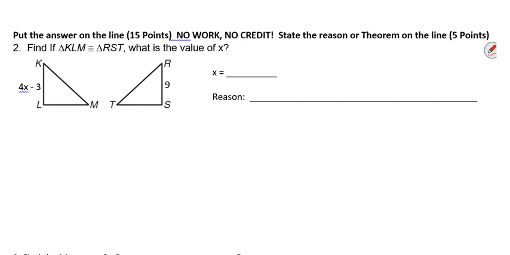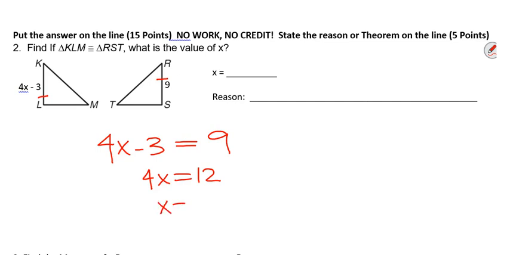So if they're congruent, then we know that KL is congruent with RS. That means that we can set those two things equal to each other. So that would be 4x minus 3 equals 9. I'm going to add the 3 to both sides, so that's going to be 4x equals 12. I'm going to divide by 4, so x equals 3. So that was our answer, 3.